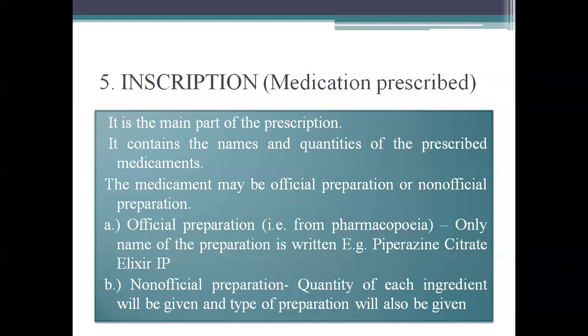Official preparations are the medicines which are enlisted or already included in the pharmacopoeia, and which are written there. If only the quantity and the name of each ingredient are prescribed by the doctor and these are not included in the pharmacopoeia, such preparations are known as non-official preparations.